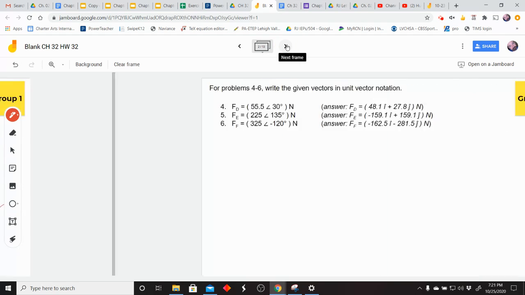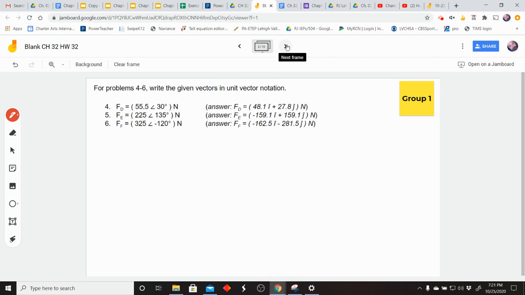Let's go on and do one of these harder ones. 4 would be in quadrant 1. Let's do 5 for this one. So if we're going to do 5, the instruction is: write the given vectors in unit vector notation. So we're starting with the thing in angle notation. We want it in unit vector notation, which means the whole business with the i hats and the j hats.